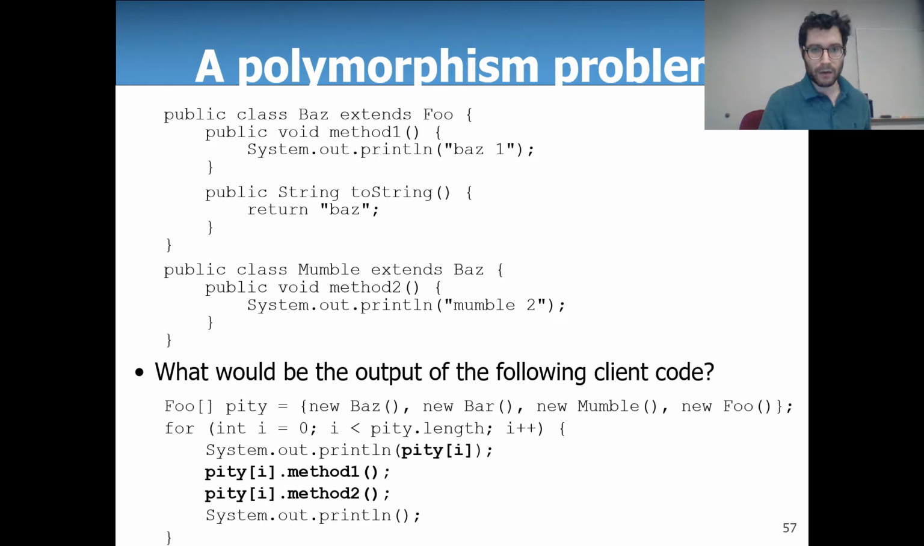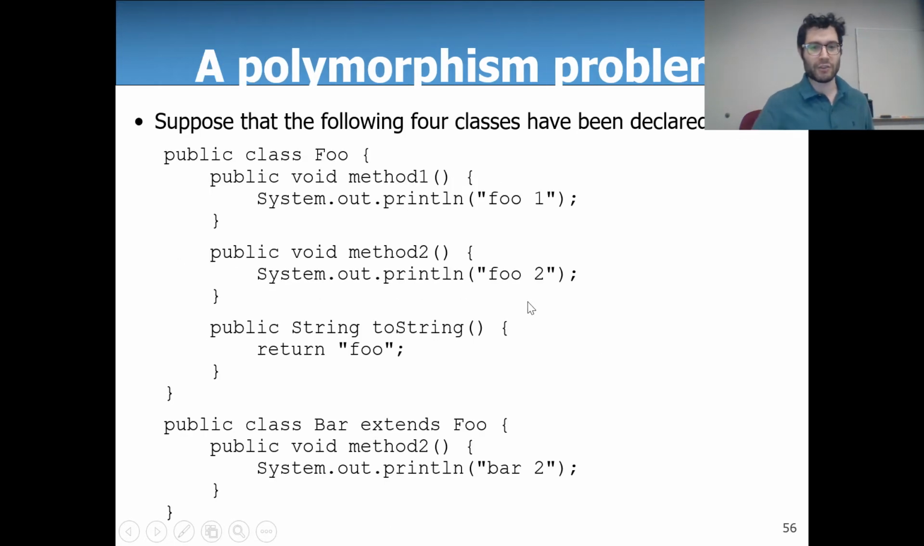Now, mumble goes, okay, I don't have my own toString method, but my parent does, so I'm going to print out baz. I don't have my own method 1, so I'm going to use my parent's, which is baz1. And I do have my own method 2, so I'm going to print out mumble2. And then foo is fairly straightforward. You just print out foo, foo1, foo2.